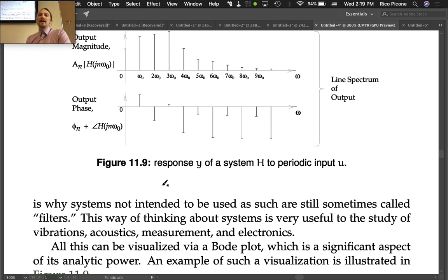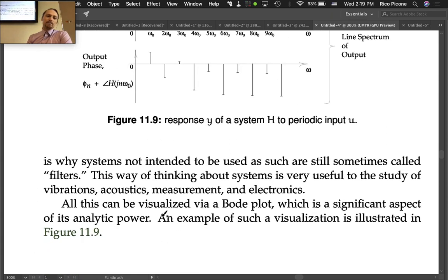Yeah. So this way of thinking about systems is very useful to the study of vibrations, acoustics, measurement, and electronics. We're going to circle back to that measurements concept after we look at this visualization. Anytime we've got these periodic signals that are going to be going through a dynamic system, this is very useful. And even when they're aperiodic, you can use the Fourier transform in a similar way to conceptualize this filtering concept.